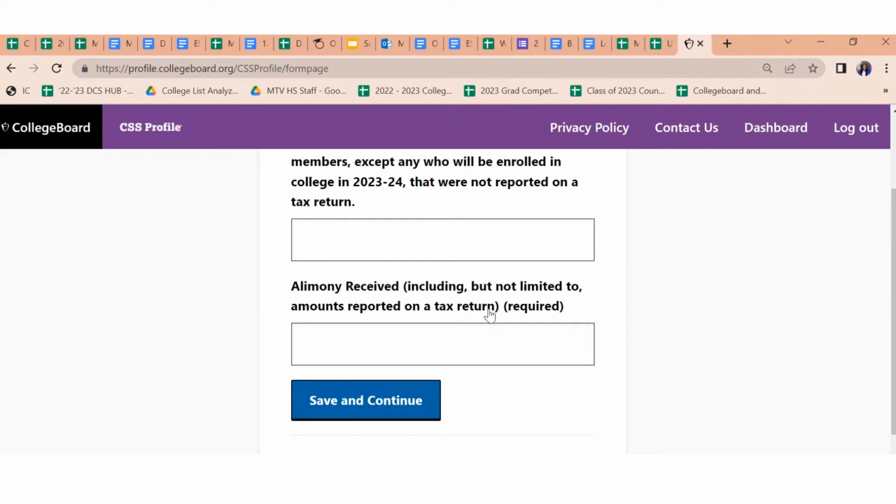In this example, this parent and the parents are divorced. So there is a question that asks about alimony. Not everyone will see that question, but this is where you would indicate any alimony money that this parent may have received in 2021.